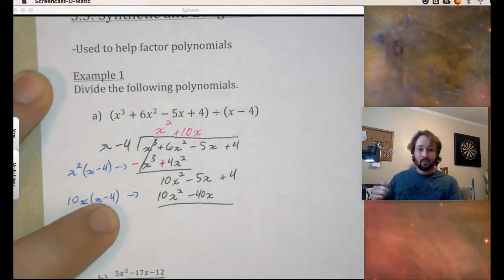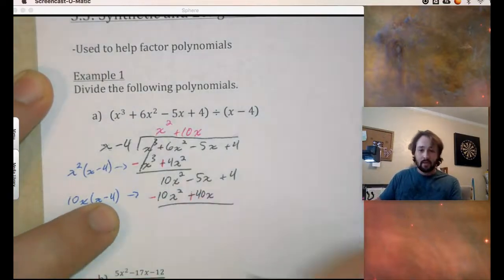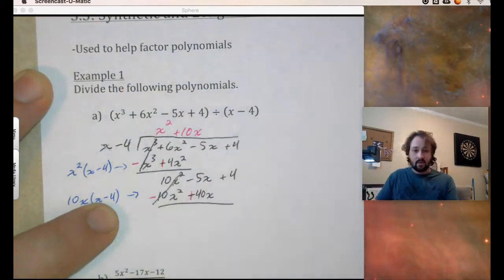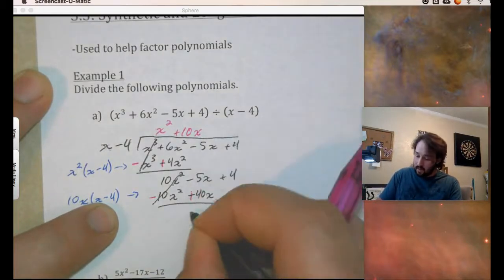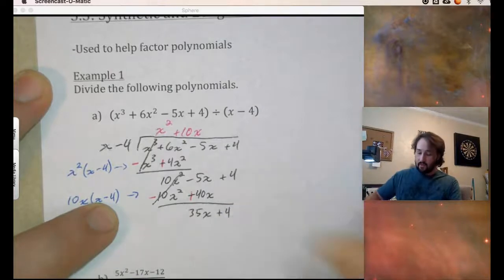Then again, I need to subtract the line. So minus, negatives change to positives. Then I can actually subtract these things. Negative 10x squared plus 10x squared makes 0. So again, I get rid of my first term. Negative 5 and positive 40 make 35x, and I'll carry down my positive 4.